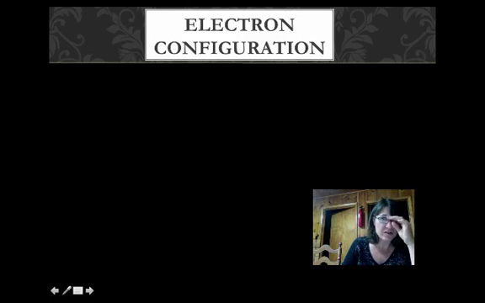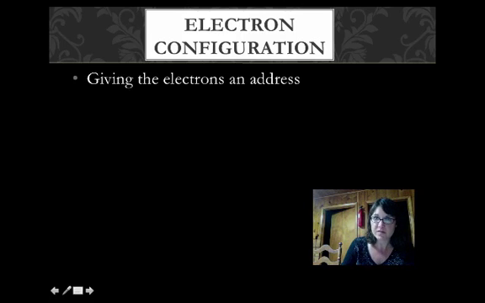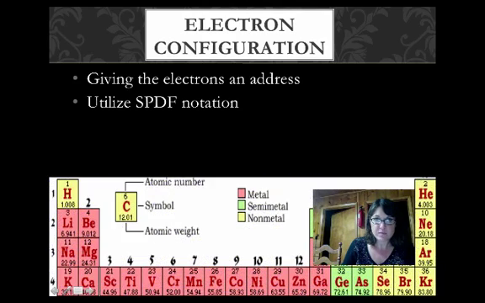The electron configuration is a great shortcut to help us understand where each electron is without having to draw a bunch of arrows. Basically what we're doing is giving the electrons an address using the SPDF notation. So for hydrogen, it's going to be 1, energy level 1, S is the shape, we have only one electron there, so we use the exponent to tell how many electrons there are in that orbital. So for hydrogen, our configuration is 1s1.